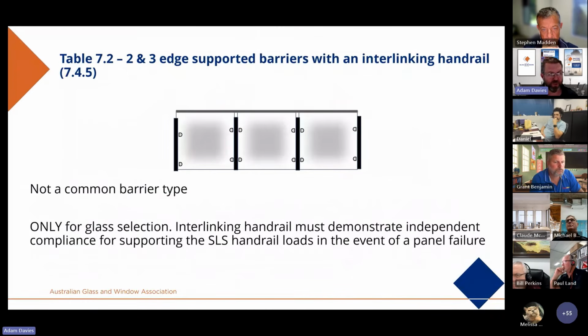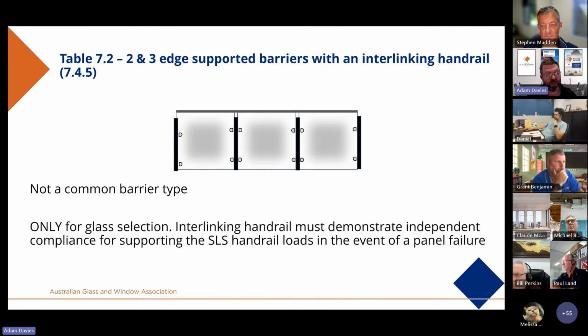Table 7.2 is provided for 2 and 3 edge supported barriers with an interlinking handrail. Now, this is not a very common barrier type. In fact, I couldn't quickly find a photo to illustrate it, as I would believe in most instances, if you did have a set of posts there and rails, you would most likely connect the handrail directly to the posts and then turn this into an infill balustrade, although there is the ability to do it as an interlinking handrail.